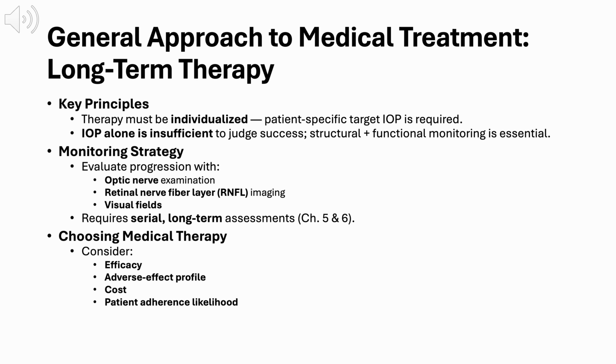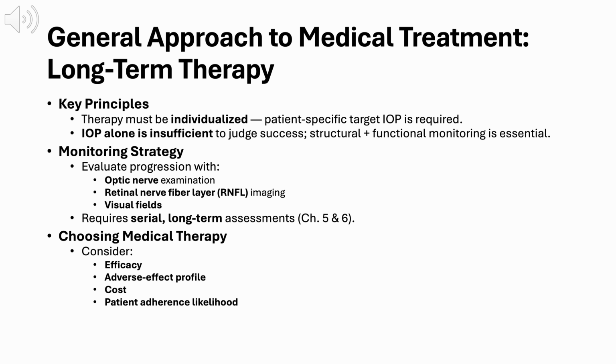When choosing a medication, 4 main factors come into play. Efficacy, since some classes provide greater average IOP reduction than others. Adverse effect profile, balancing potency with tolerability. Cost, which influences long-term adherence. And finally, the likelihood the patient will actually use the drops as prescribed, since adherence often determines outcomes more than drug selection itself. In essence, glaucoma treatment is a marathon, not a sprint, requiring individualized goals, structured monitoring, and a realistic approach to patient behavior.